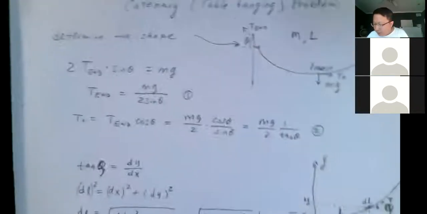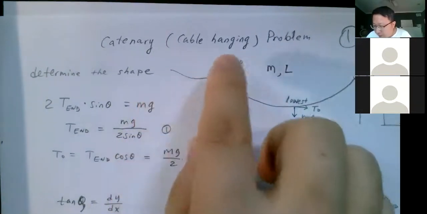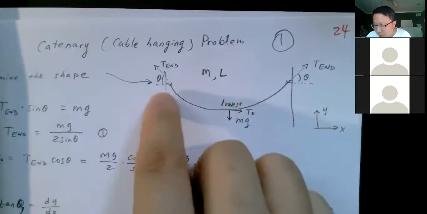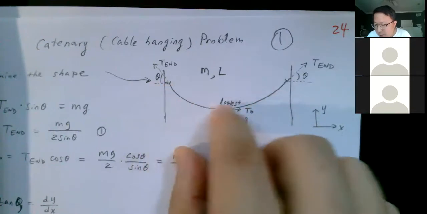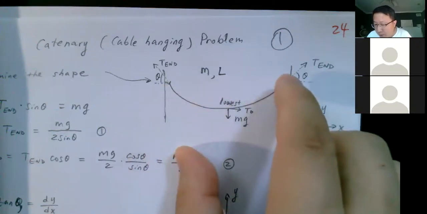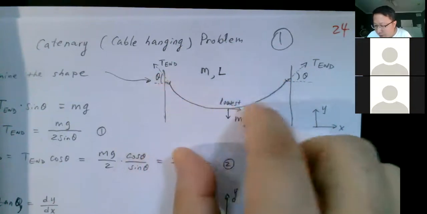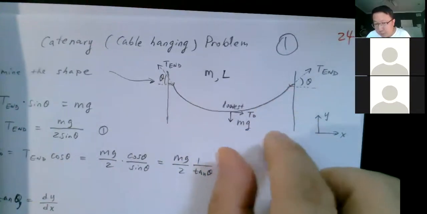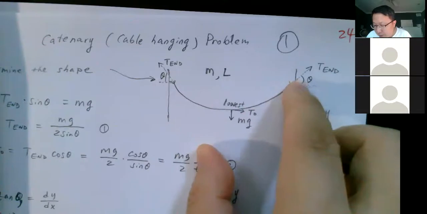We can also talk about, for example, a very famous problem called the catenary cable hanging problem. You can find this everywhere on the street. There are two pillars, and people hang a metal chain for traffic control between the walking path and the street. Why is the shape like this? Using the calculus and physics knowledge we learned, we can calculate exactly what this shape looks like mathematically.